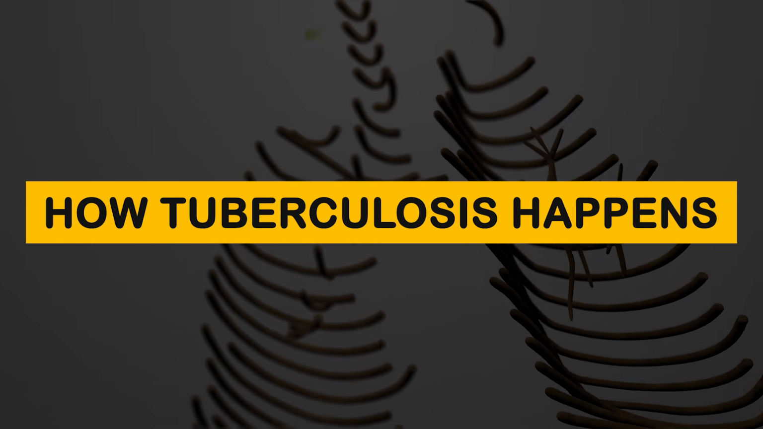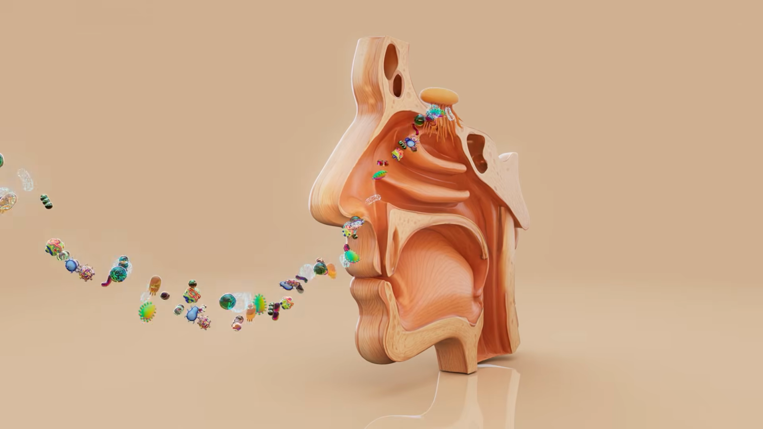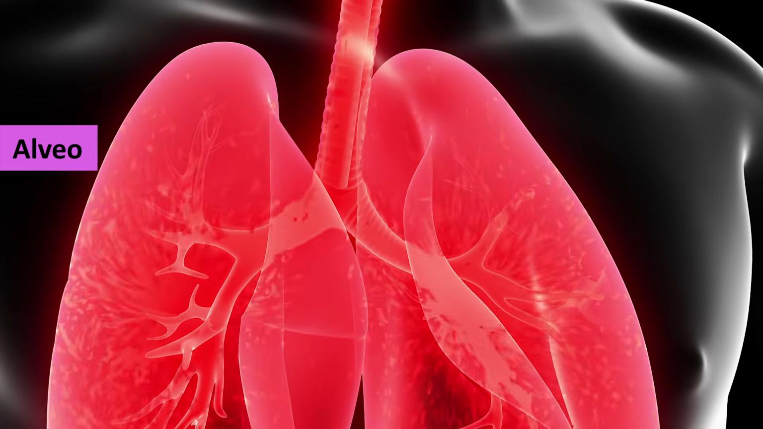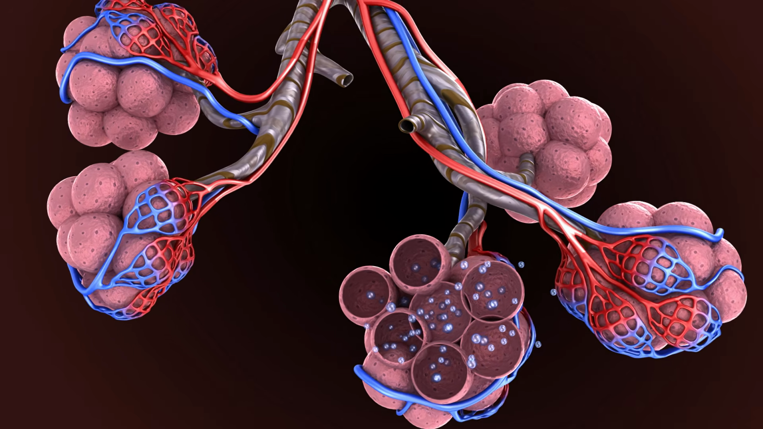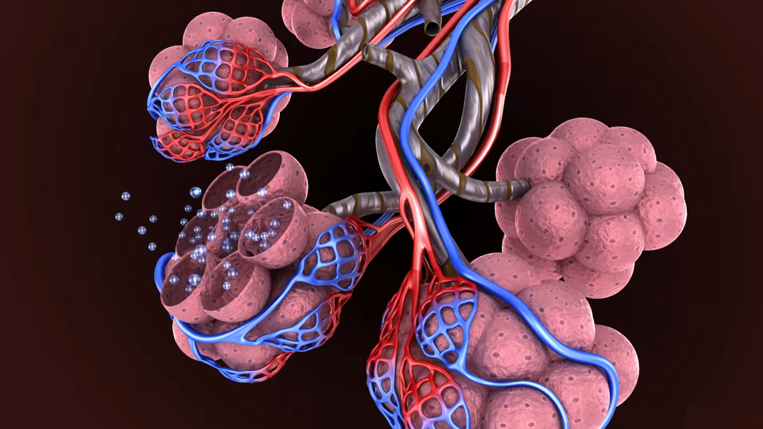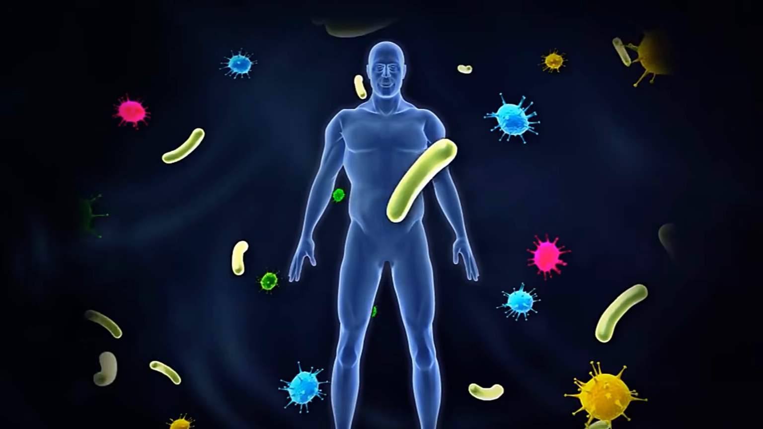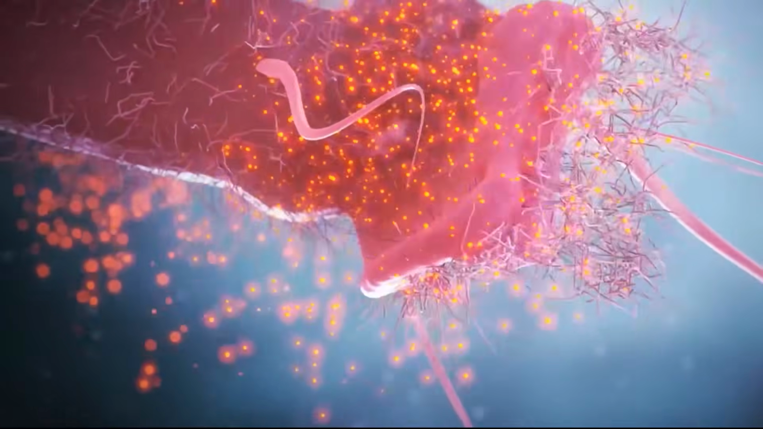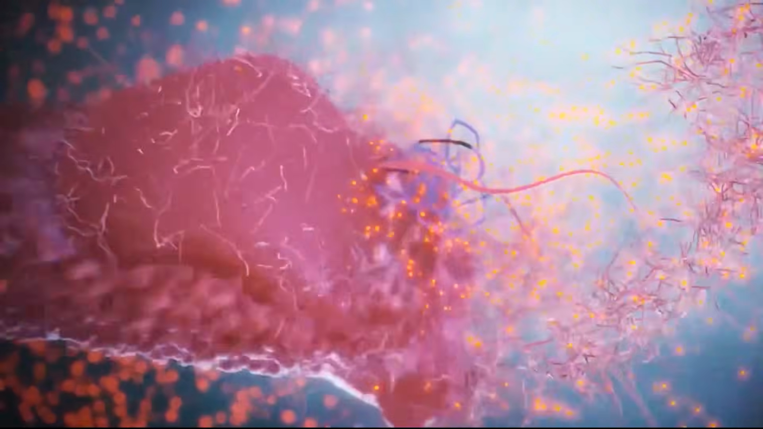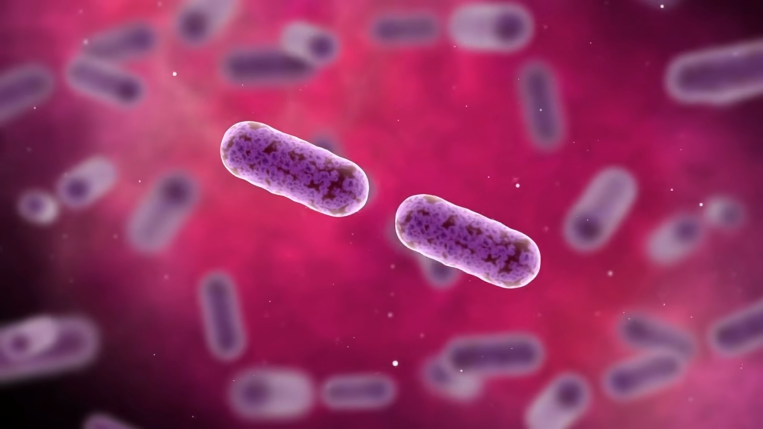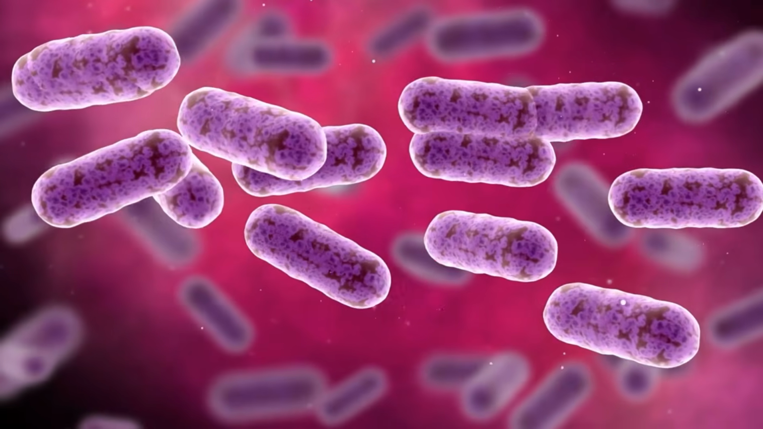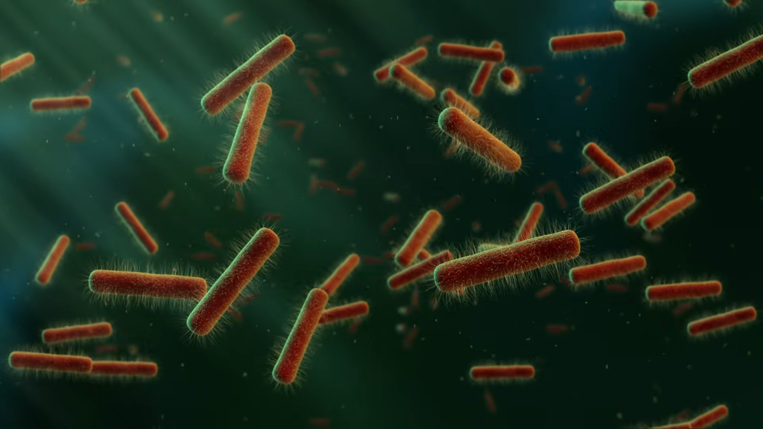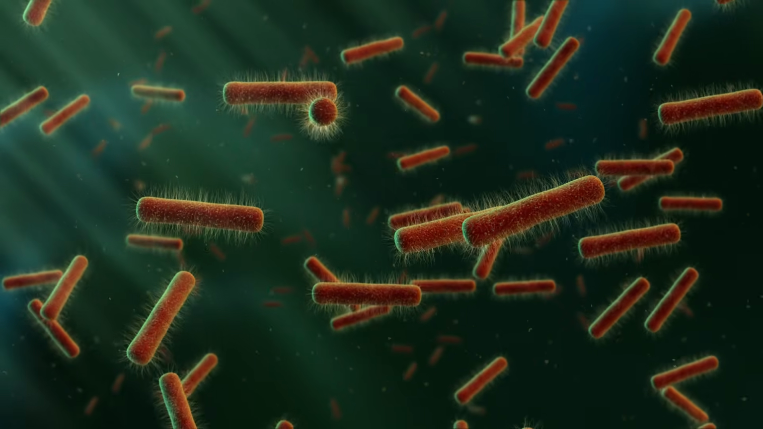How tuberculosis happens. When TB bacteria are inhaled, they travel down the respiratory tract and reach the alveoli, which are tiny air sacs in the lungs where oxygen exchange occurs. At this point, the immune system responds immediately. Special immune cells called macrophages attempt to engulf and destroy the bacteria. However, TB bacteria are unique because they can survive and multiply inside these very immune cells. Instead of being destroyed, they use macrophages as a hiding place.